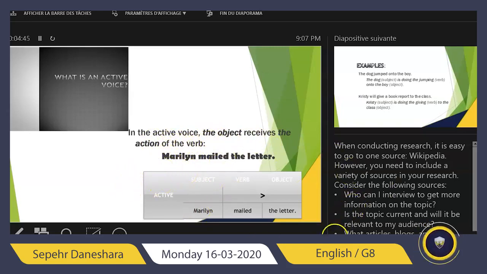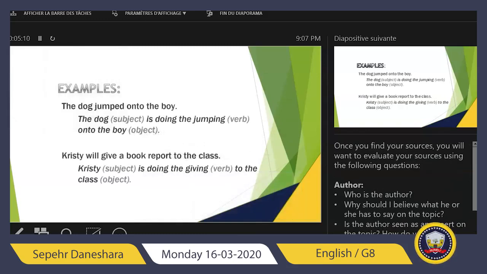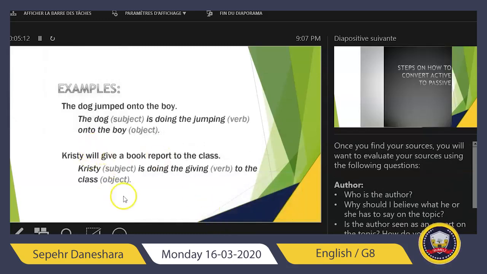Let's look at this example. Marilyn mailed the letter. Who is the subject? Marilyn. What is the action verb? Mail the letter. So in this sentence, the letter is the object, and the object receives the action. Clear? Okay.